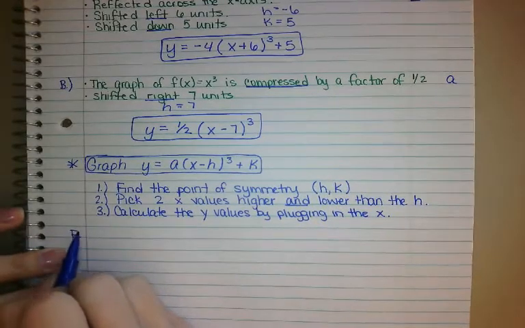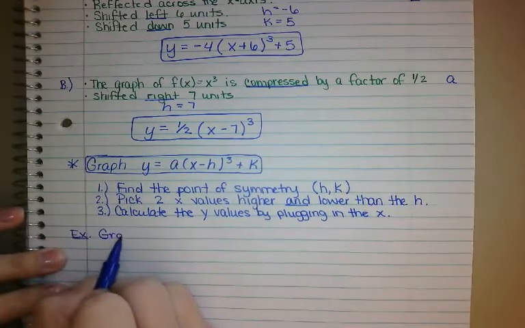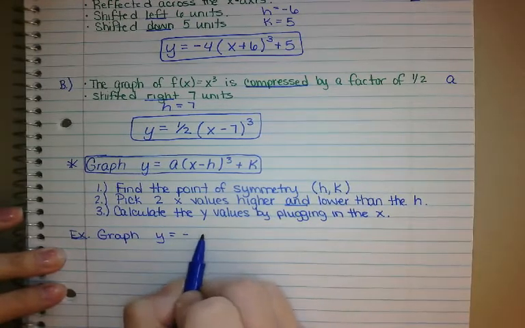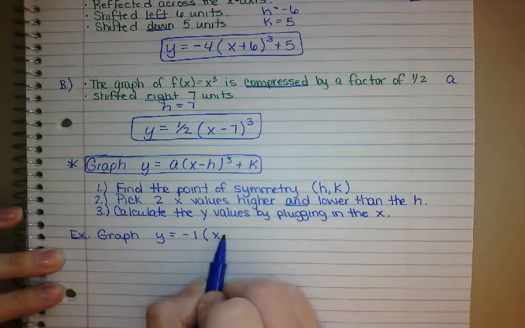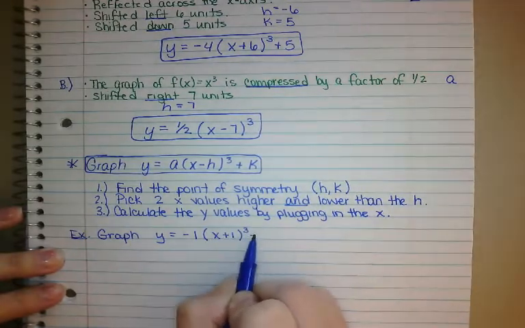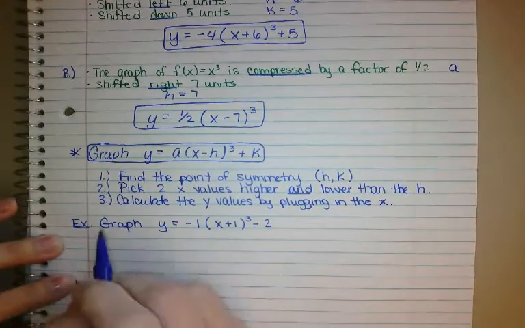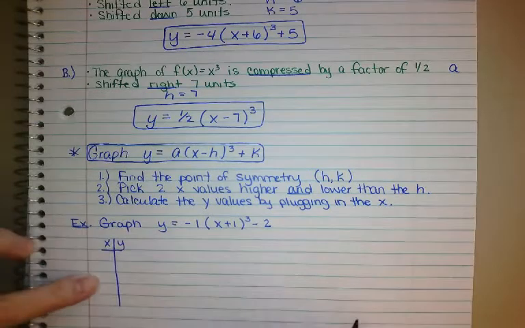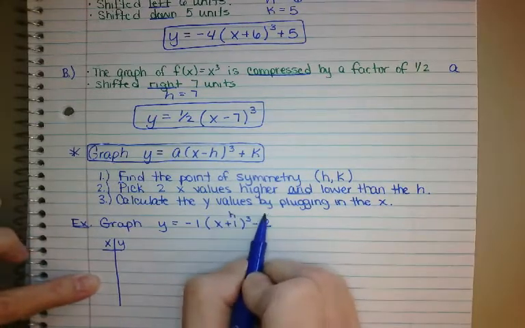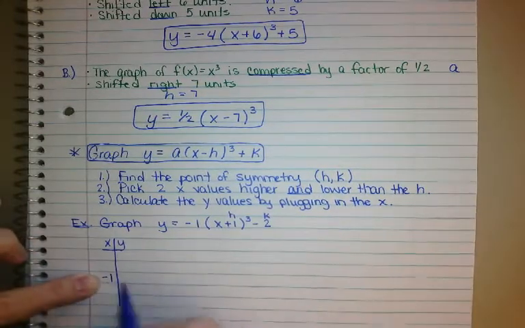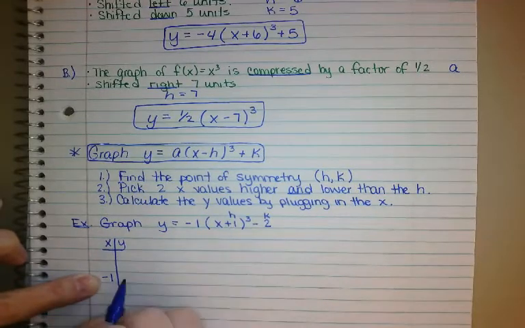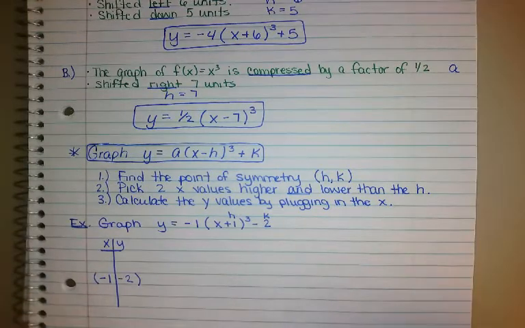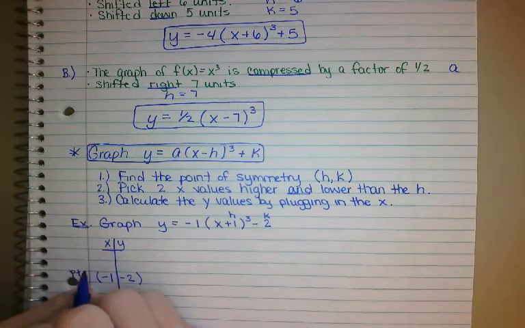All right, so here's my example. Let's say I want to graph y equals -1 times the quantity x plus 1 cubed minus 2. First thing I'm going to do is make a table. I'm going to put my h and my k in the center of my table, so I'm going to change the sign of my h and keep my k. That's my turning point, or not, let's say the point of symmetry.